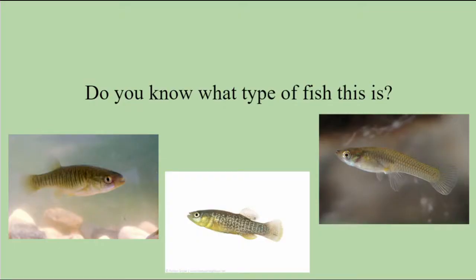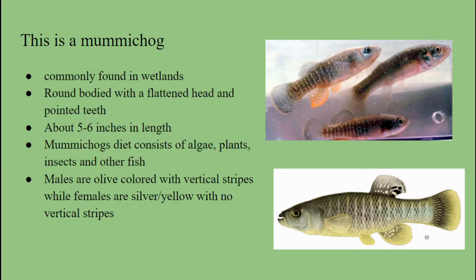Do you know what type of fish this is? This is a mummichog. These fish are commonly found in wetlands and have round bodies with a flattened head and pointed teeth. They are about 5 to 6 inches in length and largely feed on algae, plants, insects, and other fish.